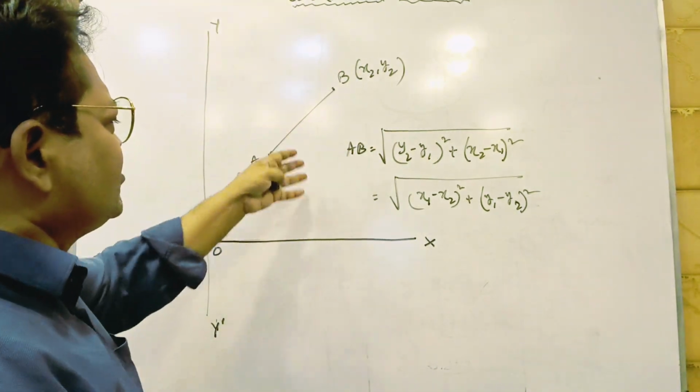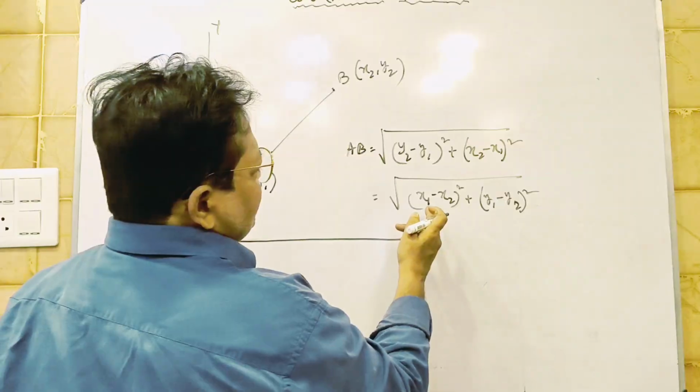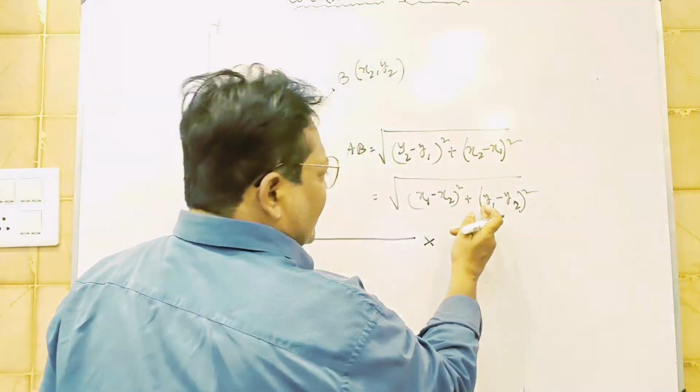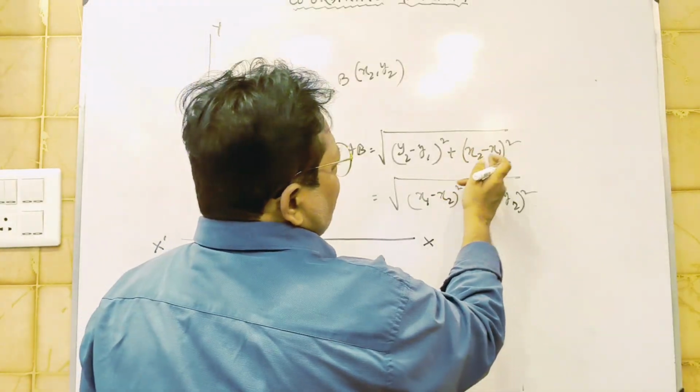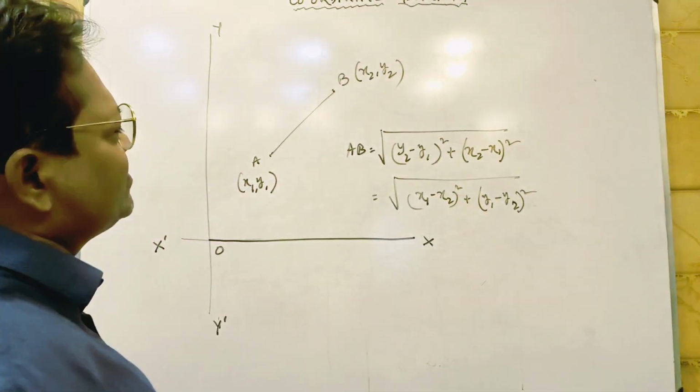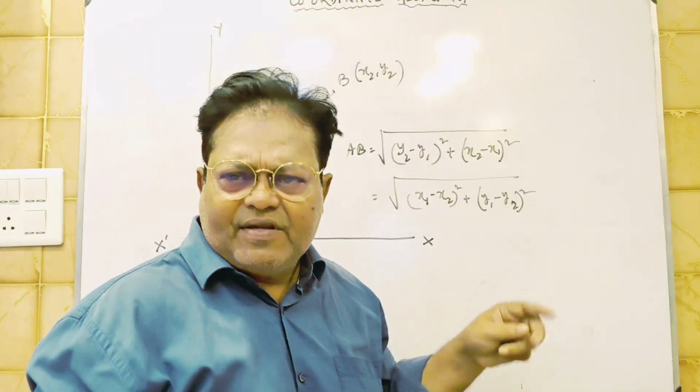This is the formula for the distance between two points. If it is x1, then x2, and here also y1, y2; here y2, y1, x2, x1. In this way we can get the distance between any two points whose coordinates are given.